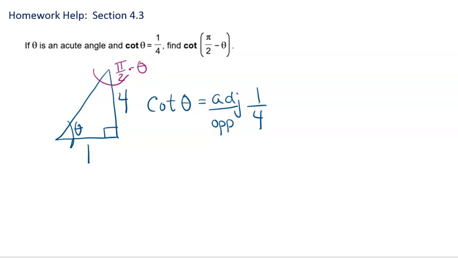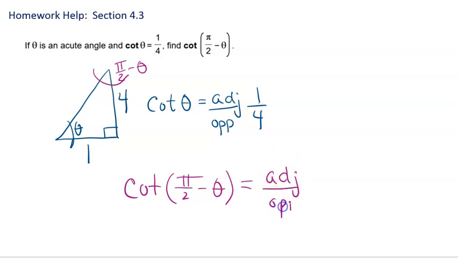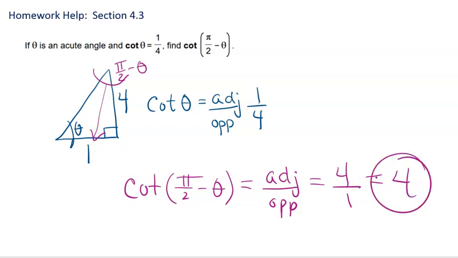Okay, so I'm supposed to find cotangent. So the cotangent of that angle, pi over 2 minus theta, is going to be the adjacent over opposite. Now that's in terms of this angle. So the adjacent side is 4, and the opposite side of this angle, remember straight across, is 1. So the answer to this in my argument is 4.